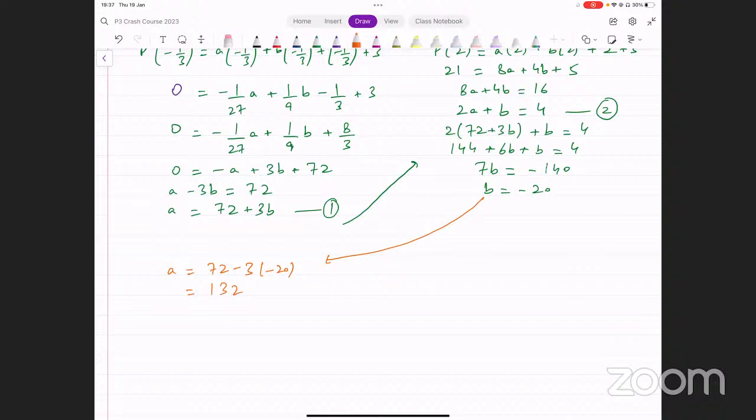which is 132 in this case. Sir, does that make sense? 72 plus 3b. Oh, sorry, yeah, it's plus 3b. Thank you for that. This is plus 3b. So that becomes 72 minus 60. That's actually 12, not 132. The value of a turns out to be 12. This is what we had to find. We had to find the values of a and b. A is equal to 12 and b is equal to minus 20.